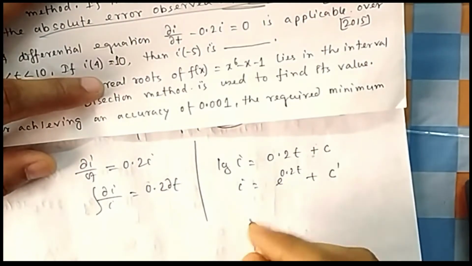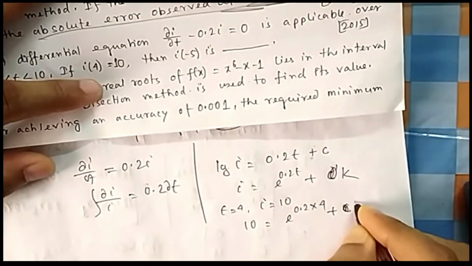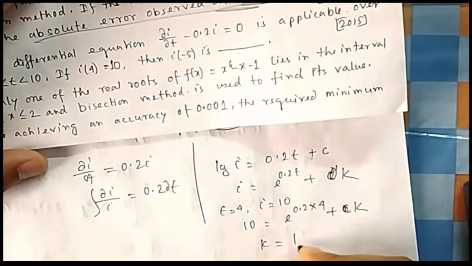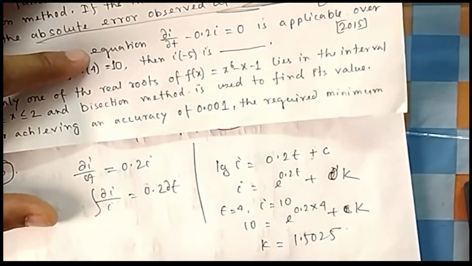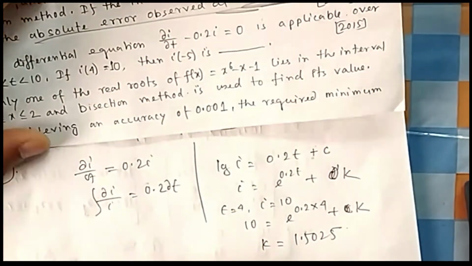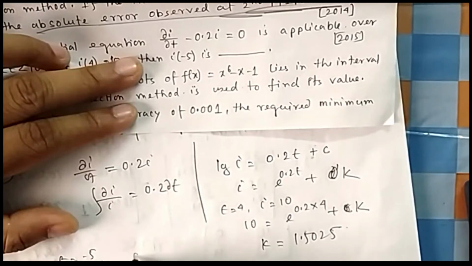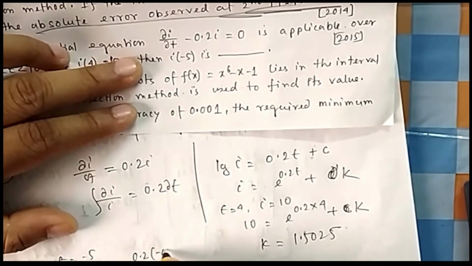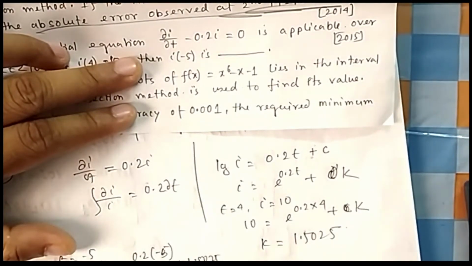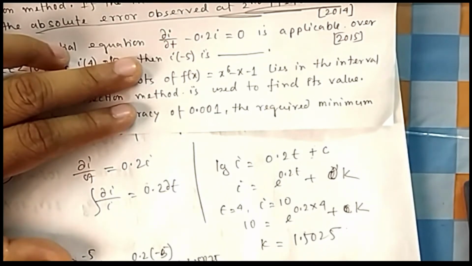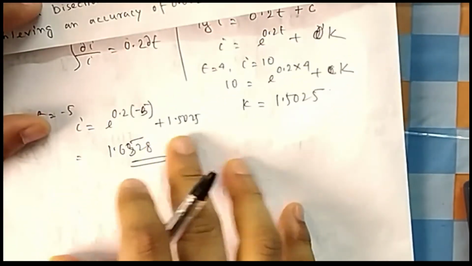Now the first condition is given, for t equal to 4, I is equal to 10. So you put this one, and let me write the constant as k. So what is the value of k if you solve it? 1.5025. Okay, so now what they are asking is I at t equal to 5. So I will be equal to e to the power 0.2 into 5 plus k, 1.5025. So now if you put it, you will get 1.6528.